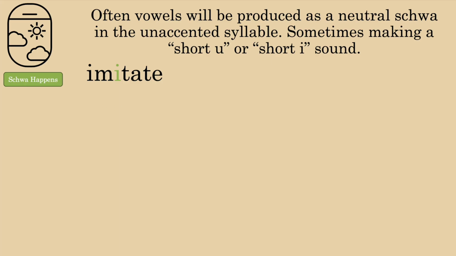Imitate, imitate. This one is a lot shorter than the "im" and the "tate." And so you have a slight schwa there, imitate. Then you have blossom, blossom, blossom, calling your dog in for dinner. So your schwa occurs right here on the second syllable.